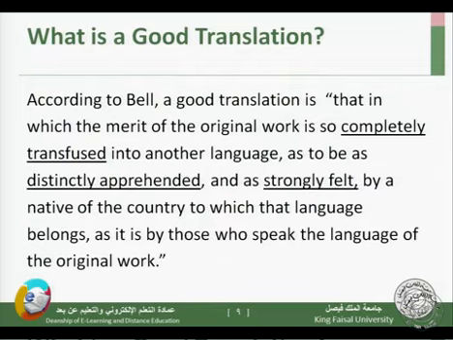Now, somebody might ask me, what is a good translation? That's a very difficult question. Although Bell defines a good translation, it's my personal view that it's a matter of taste. Before we go through Bell's definition.